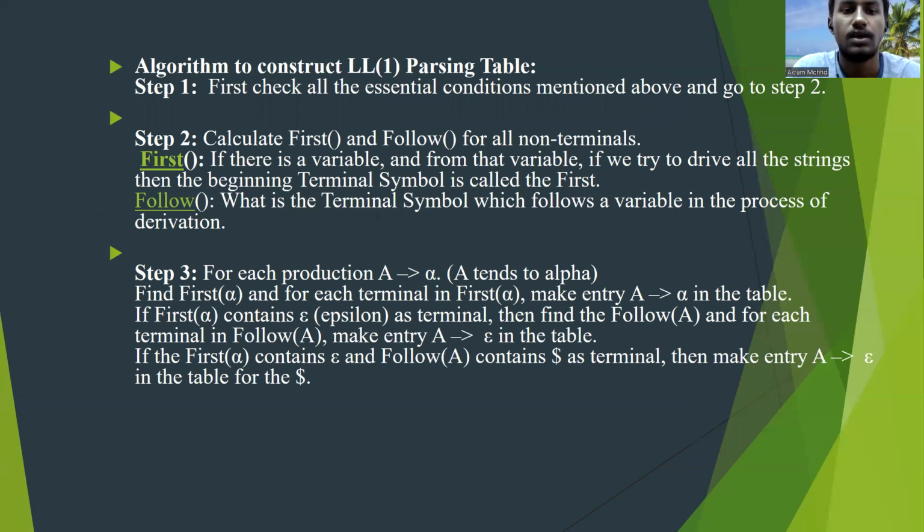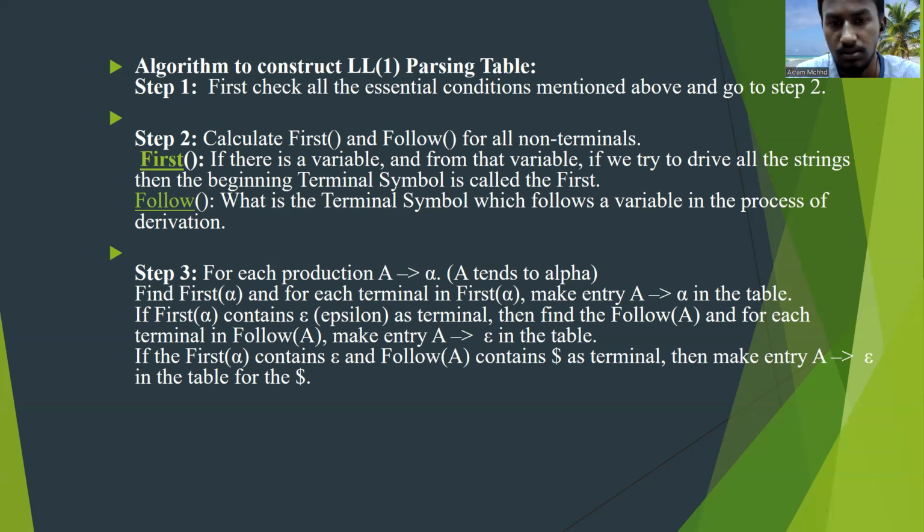First: if there is a variable, and from the variable we try to derive all the strings, the terminal symbol at the beginning is called the first. The follow is the terminal symbol which follows a variable in the process of derivation.